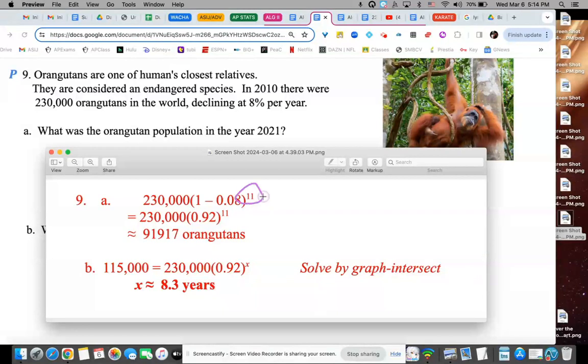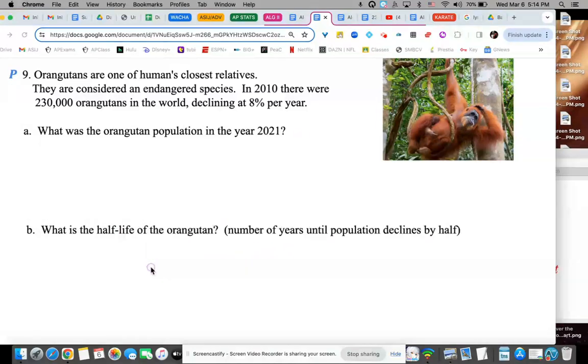And then on our power, we're going from 2010 to 2021, so that's 11 years. All right. A lot of people take the 1 minus 0.08 and change it into 0.92. That's totally fine. You can start with that, no problem. And then this is just a calculator problem. Throw it in, and you should get your 91,900. Let's look at part B real quick. Now they're asking for the half-life.